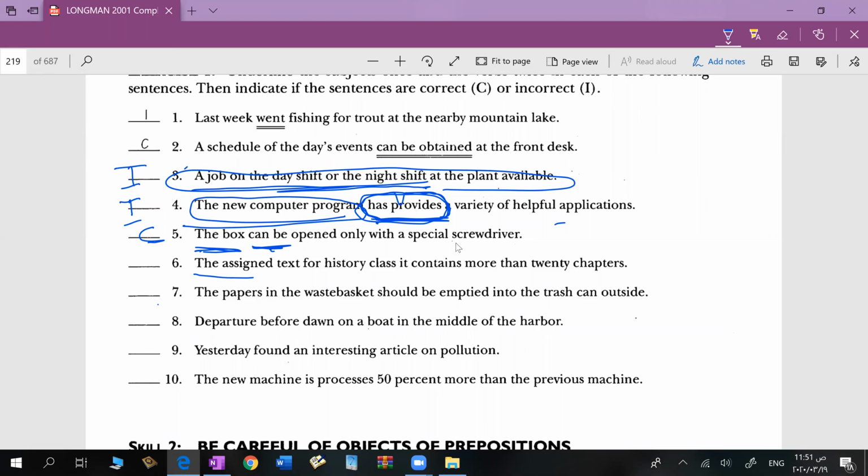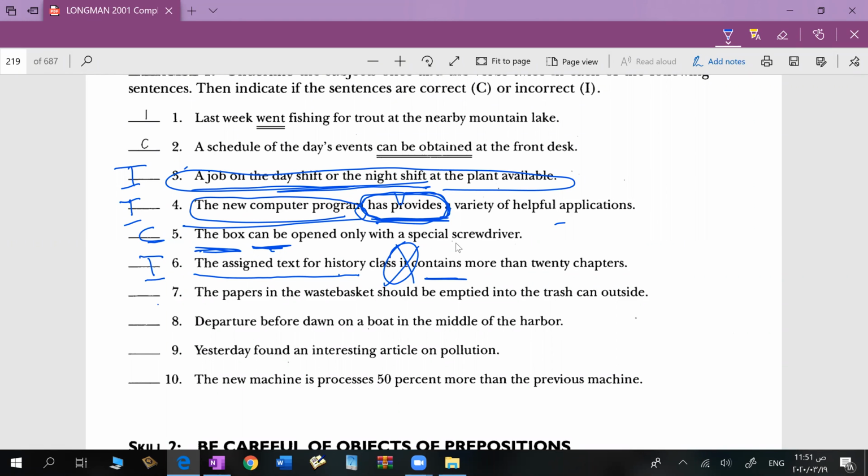The assigned text for history class. This is all a noun phrase. This is a subject. It contains, so here we have two subjects. So this is incorrect. We have the verb, correct, but it has two subjects. The other subject is it, and we cannot have two subjects in the same sentence, correct? So it should be deleted. The assigned text for history class contains, that would be correct.